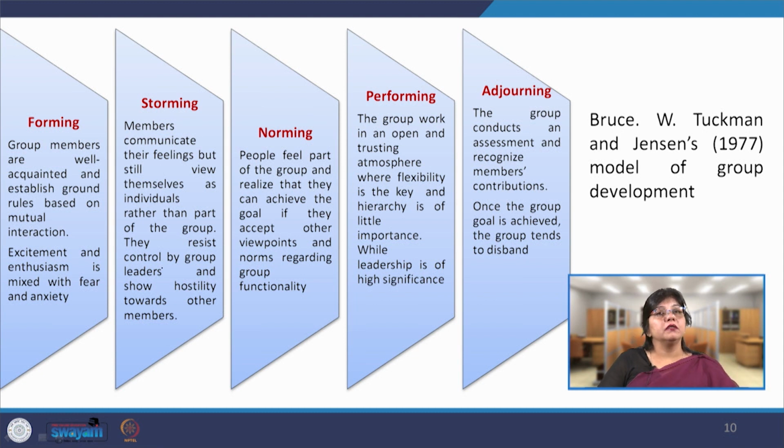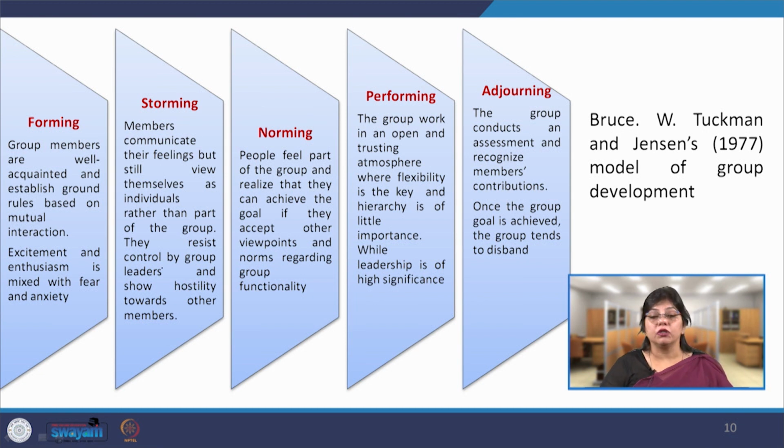According to Tuckman and Jensen, the first stage is forming. This is the stage when members come together based on common objectives or shared goals. They are new to each other, they do not have much idea about the other members, but the only common thing is that they have shared goals.